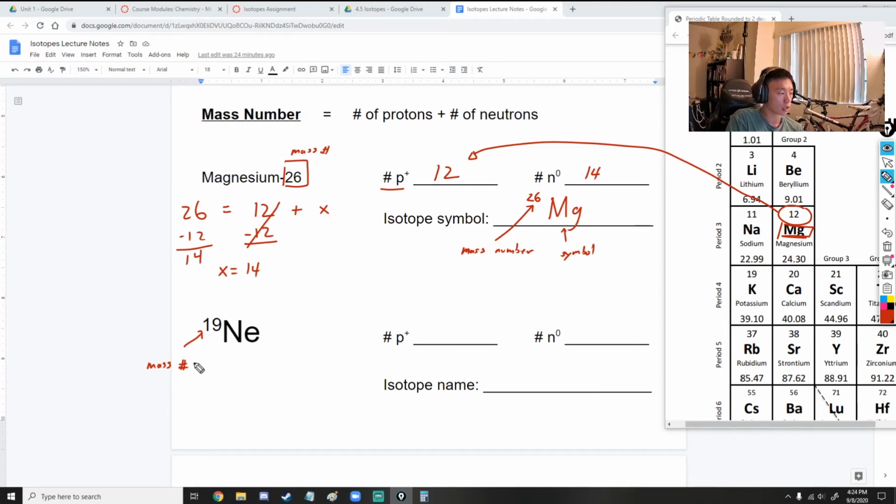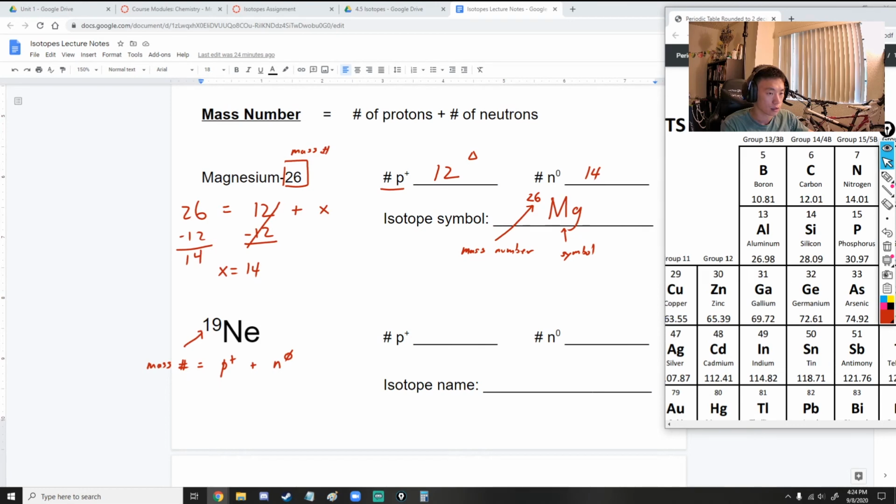Okay, and we know that the mass number is equal to the number of protons plus the number of neutrons. Okay, which is helpful because we're looking for protons and neutrons. So since we're looking for Ne, we're going to be looking for that on the periodic table. So take a second and look for Ne on the periodic table.